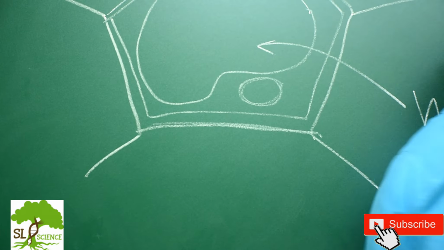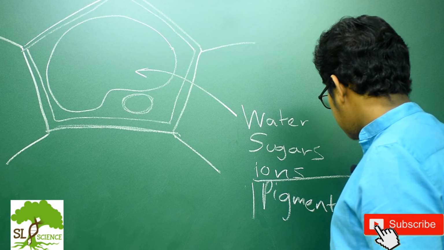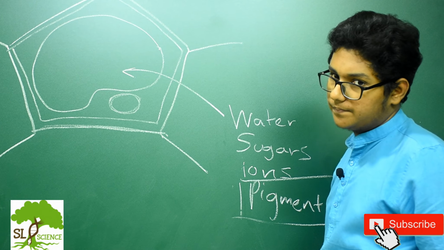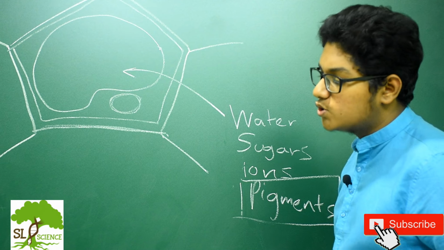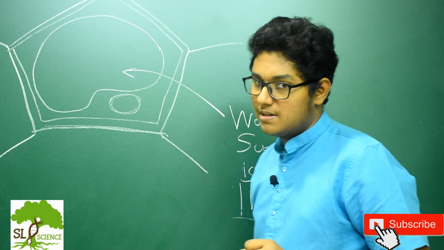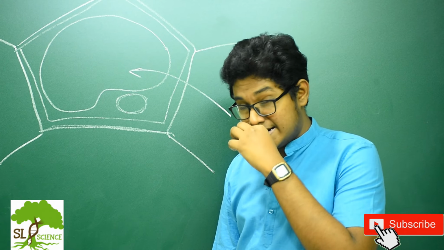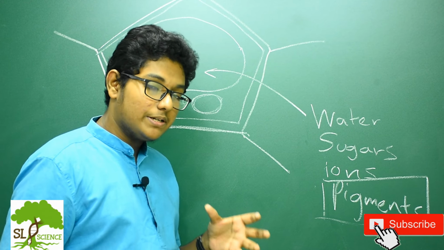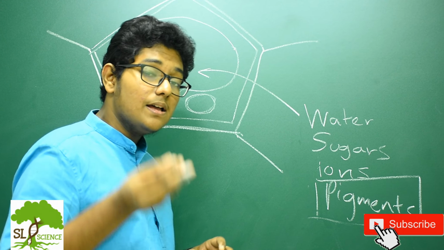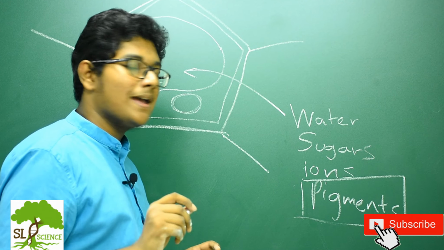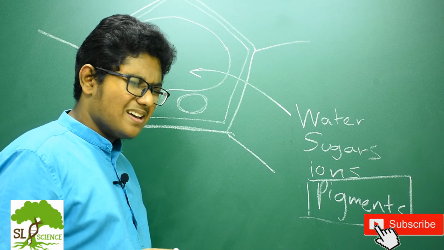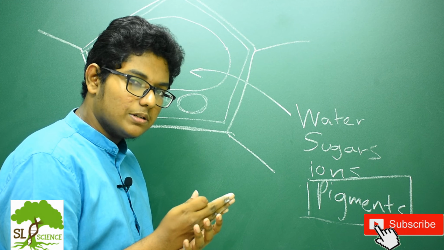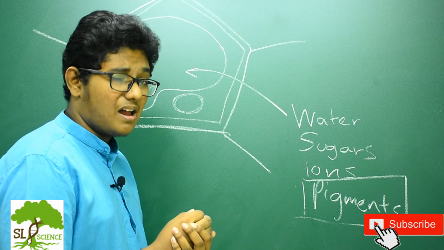So mainly pigments give color to the cell. As an example, in beetroot there is a pigment. What is the pigment? The red color dye inside this beetroot is called anthocyanin. That pigment is called anthocyanin. So we can see a very red color. When we cut a beetroot, we can see a dark red color inside it.